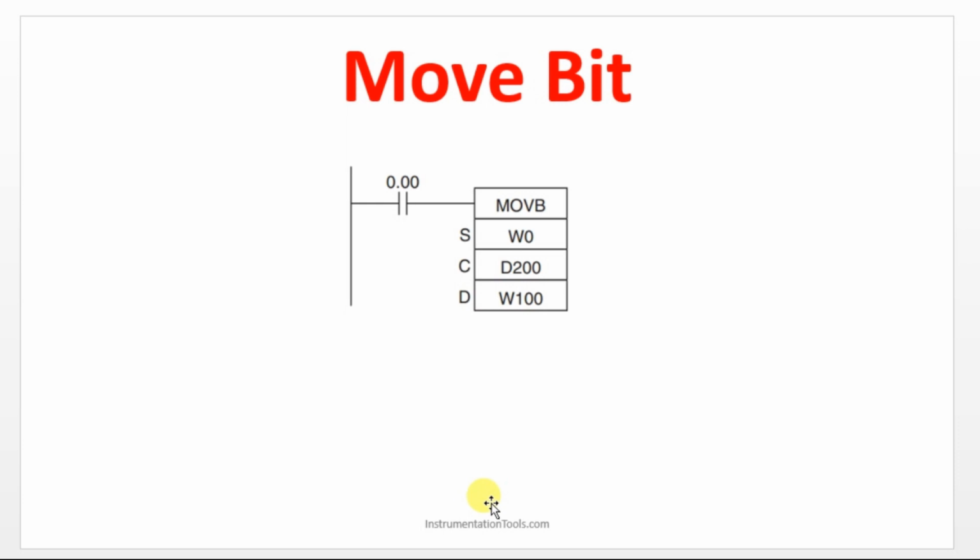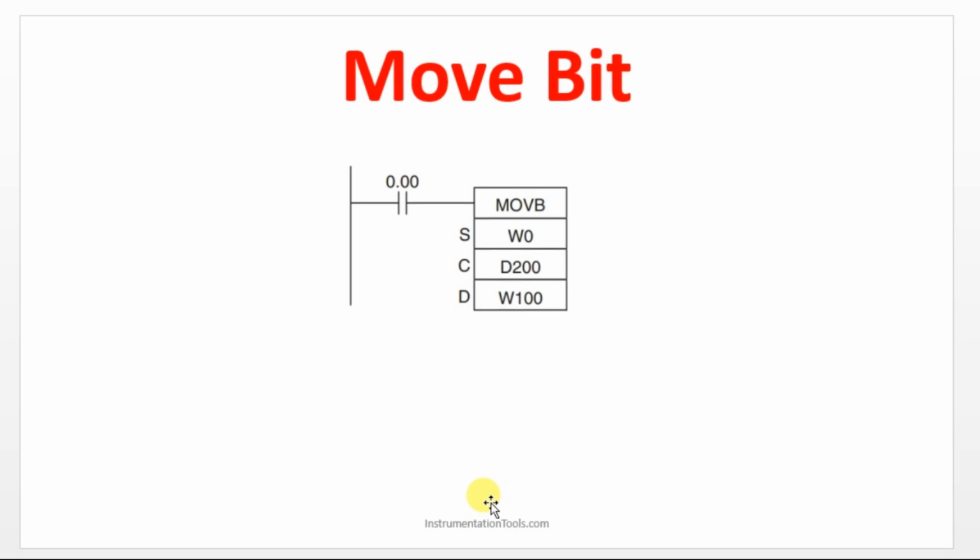So in the previous session, we have seen the move instruction, which moves data from source to destination. It will move the value from the source and place it in the destination, right? But here we have a bit movement. So here we are having three addresses. One is source, another one is destination, another one is control.